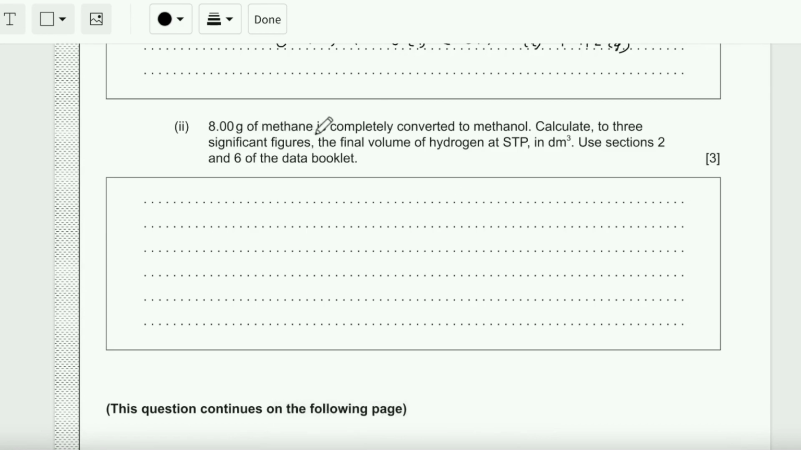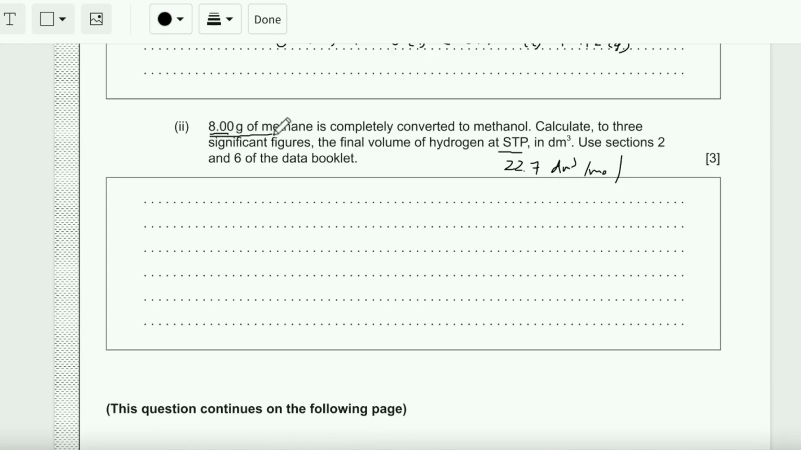Eight grams of methane is completely converted to methanol. Calculate to 3 significant figures the final volume of hydrogen at STP in decimeter cube. Use section 2 and 6 of the data booklet. This is about the molar volume because of STP, which is 22.7 decimeter cube per mole.